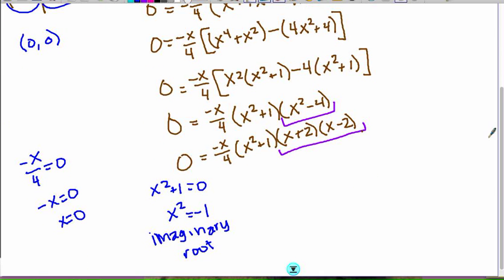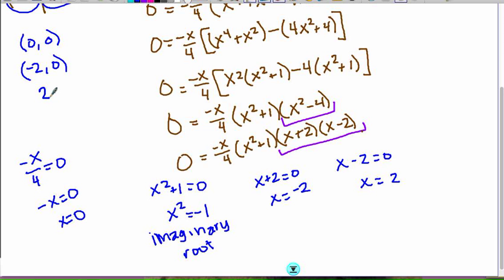So going back to this, I'm going to leave this one alone. The next one would be x plus 2 equals 0, which means that x equals -2. That's another root, so I've got -2, 0. And then my last one, x minus 2 equals 0, which means that x will equal 2, so 2, 0 will be my last root.